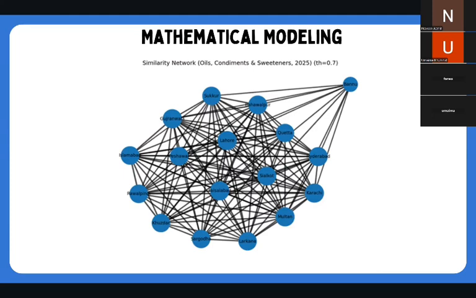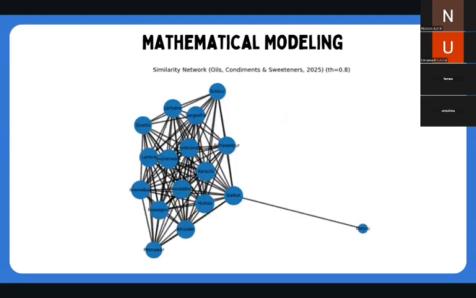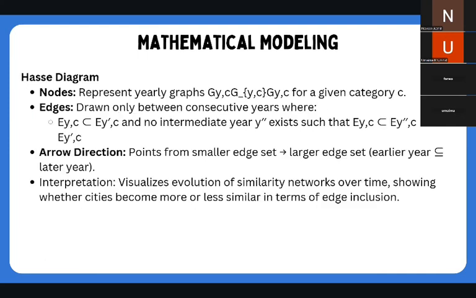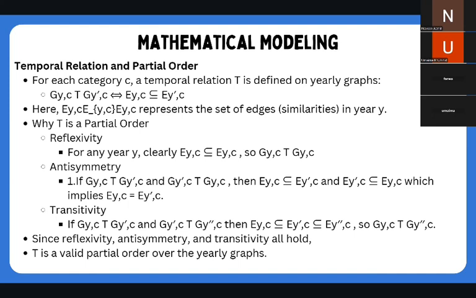For each category, we created a relation called T between the graphs of different years. Formally, we say one year is related to another if the earlier year's edges are a subset of the later year's edges. The interesting part is that this relation actually forms a partial order. And we proved that by showing it satisfies the three properties of reflexivity, antisymmetry, and transitivity, as you can see on the slides.